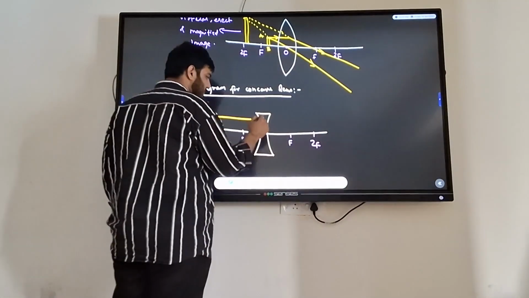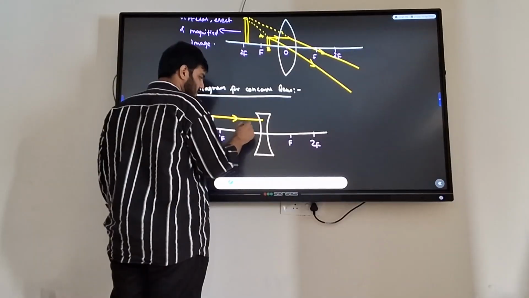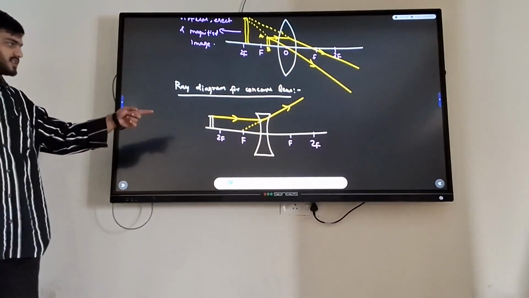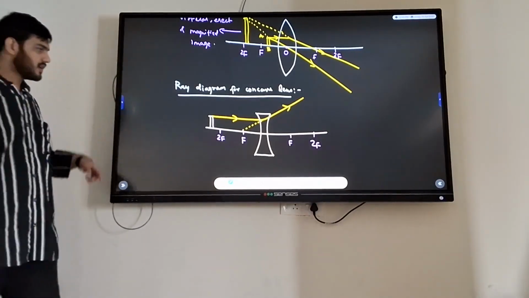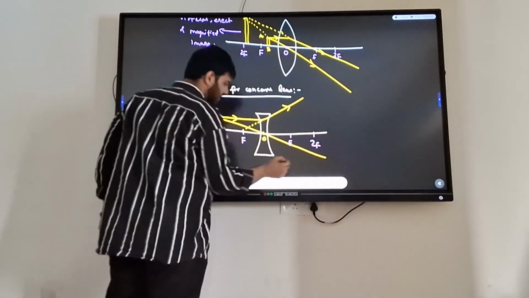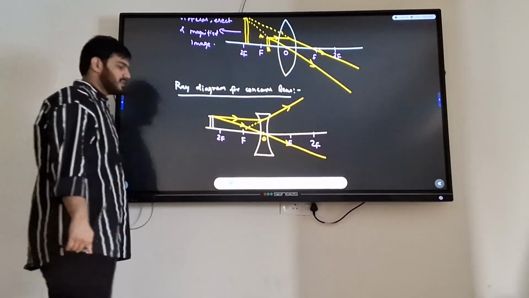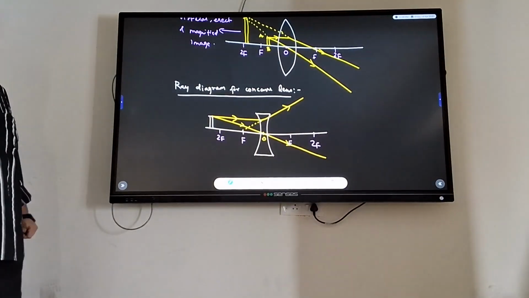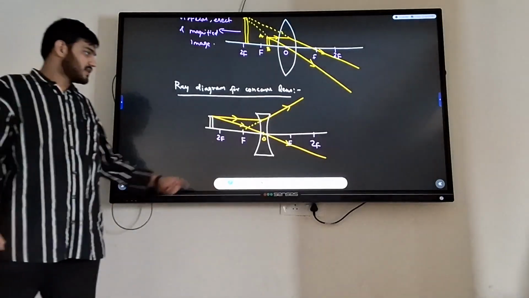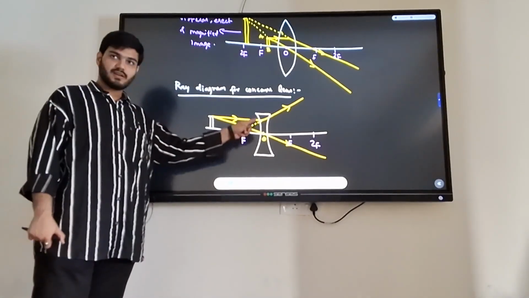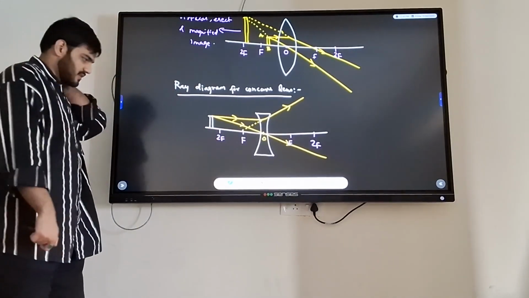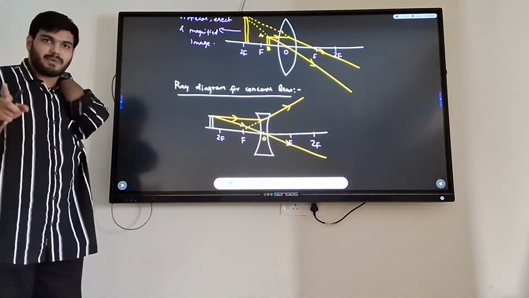One is parallel to the principal axis. How will it go? It passes through the focus, and that is the extension. And then there will be a ray going through the focus. Then where am I finding my image? Between F and O, always. What kind of image? Sorry, virtual, diminished. Yes, it's made out of dotted lines, one of them at least. Virtual, erect, and diminished. That's the main point.